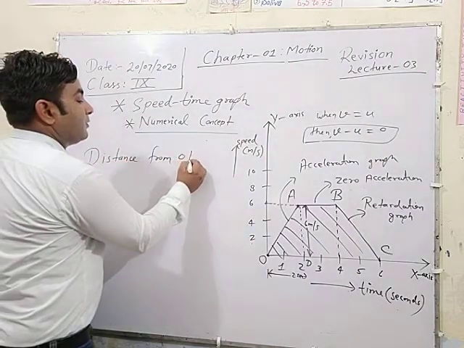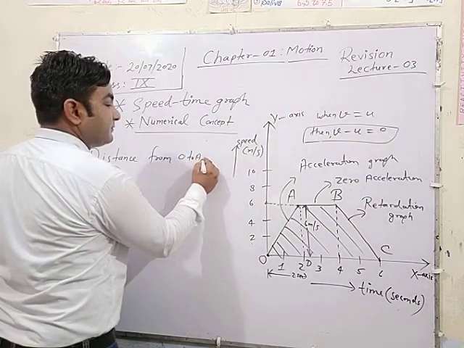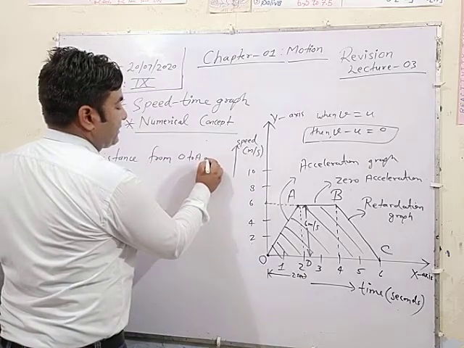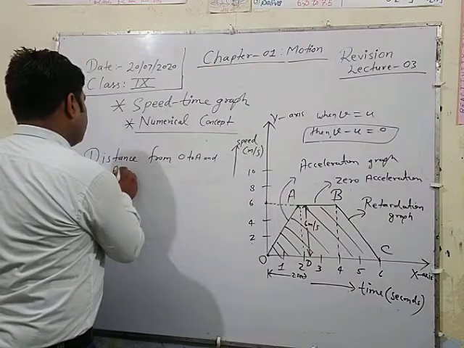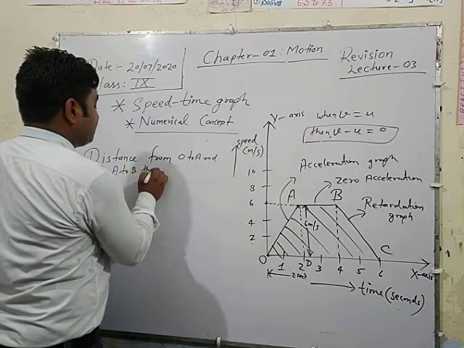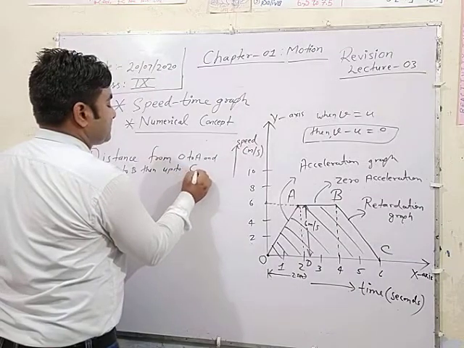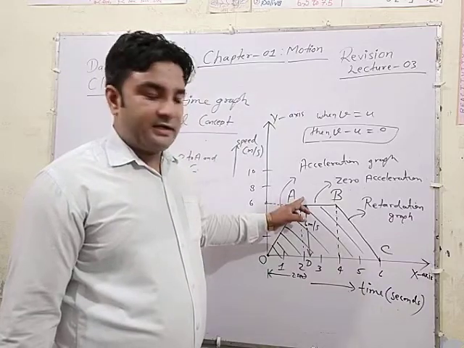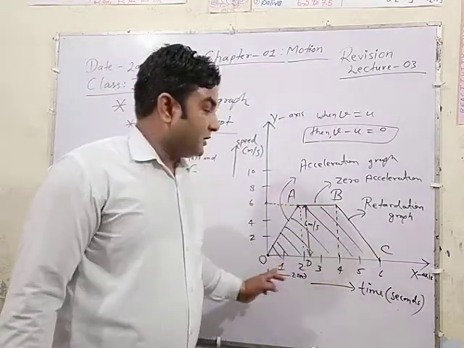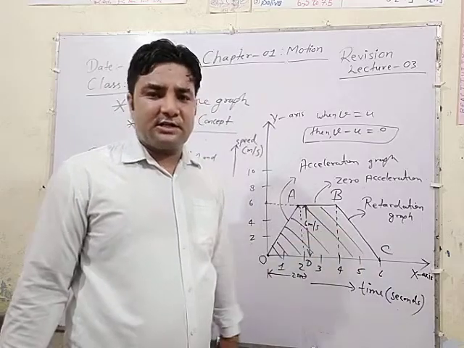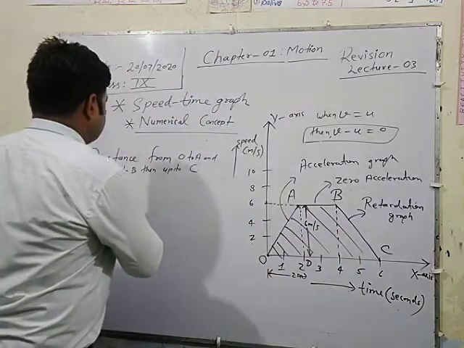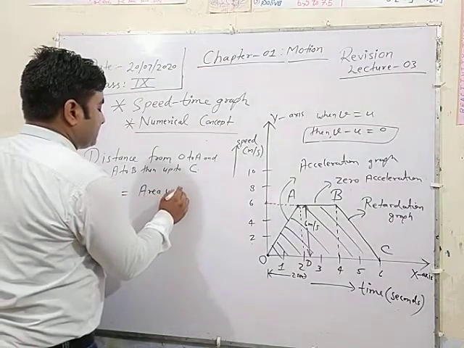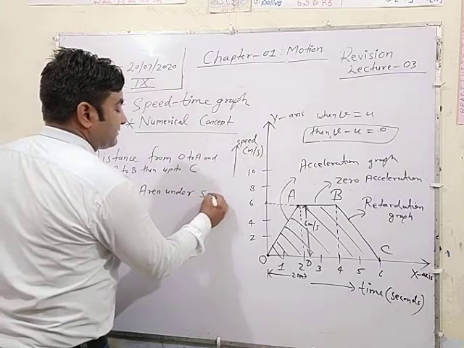from O to A and A to B, then up to C. It means body starting from O and reached at A and then further B and at last C. During whole journey, how much distance covered? Then S is equal to area under speed time graph.